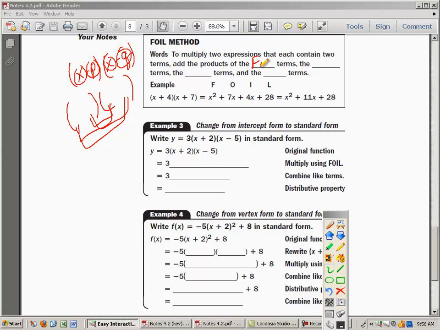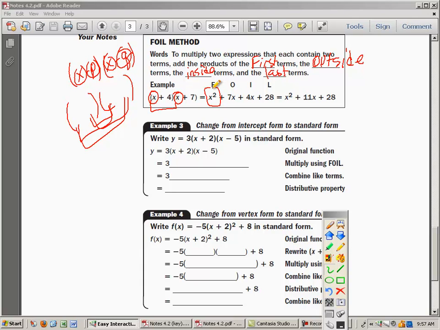And so this is first, make the products of the first terms, the outside, and then inside, and then last. And so if I wanted to multiply x plus 4 times x plus 7, I would do the product of the first two. So x times x gives me x squared.